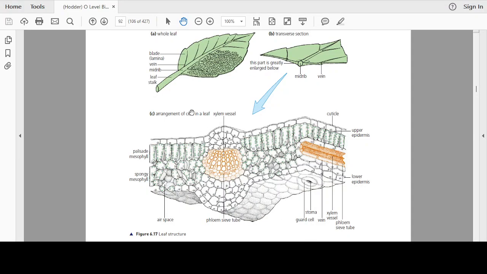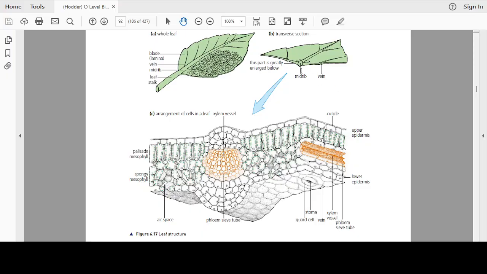All right, so this is a leaf, obviously, and you can see the leaf stalk, the midrib, sorry, the veins, the network, and the blade or lamina, which is basically the surface of the leaf. And then this is a transverse section, so the leaf is cut across, right? Its width, not across its length. If it were cut across the length, then it would be a longitudinal section. This is cut across its width, and so that's a transverse section.